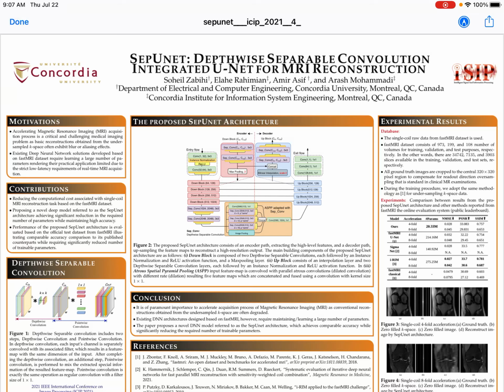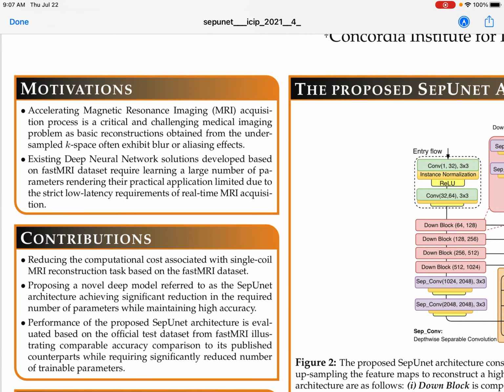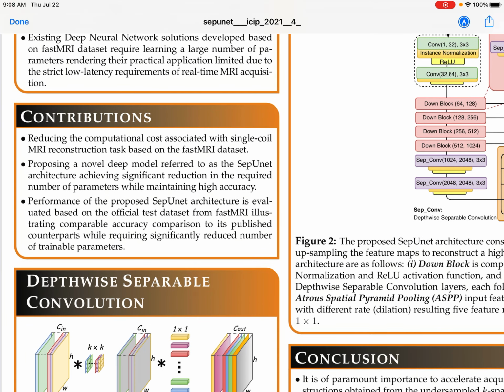I'm presenting you SepUnet, Depthwise Separable Convolution Integrated Unit for MR Image Reconstruction. The motivation behind this is that accelerating the MRI process is very important because these devices are highly demanded, and it is also important for patient comfort. Moreover, existing approaches on the available dataset have a lot of parameters, and therefore we are introducing a new method by reducing the number of parameters while preserving the performance.